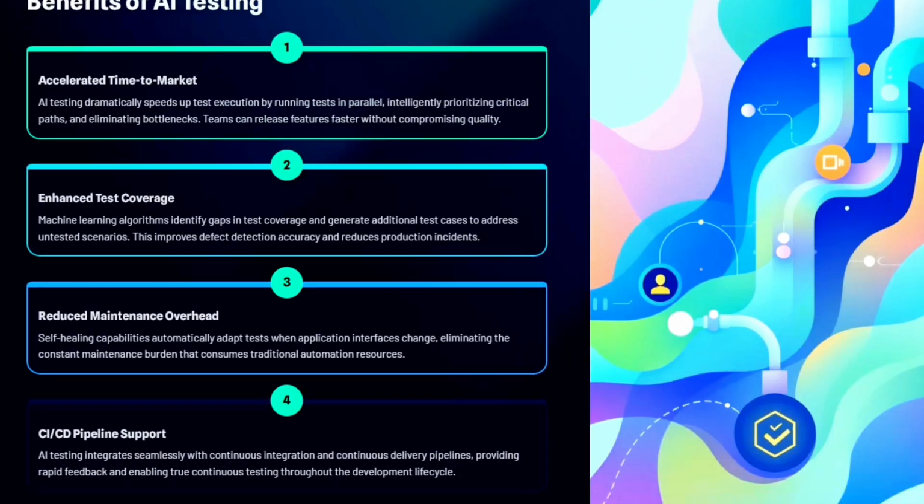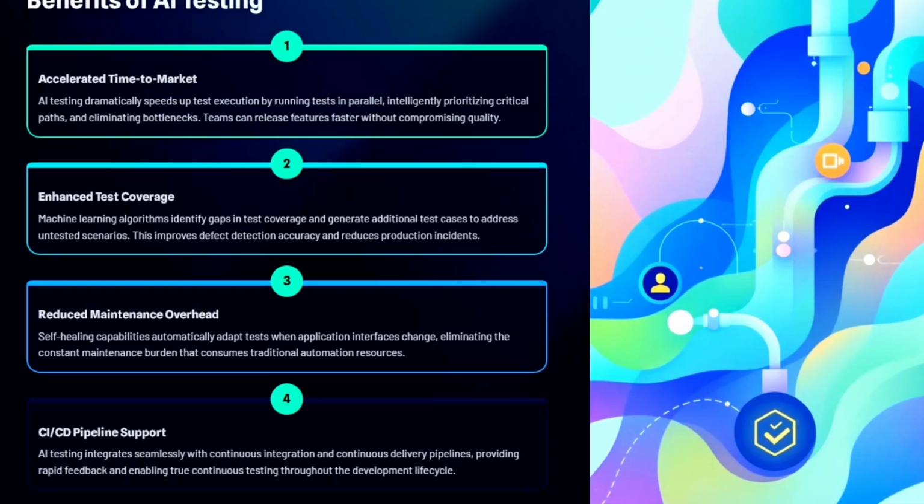And another thing is CI/CD pipeline support. AI testing actually helps with CI/CD pipeline writing and adding. For that, it is very important from a tester's perspective, because we need to run our automation suite very frequently to get good results. So through AI testing, we can achieve that very quickly.